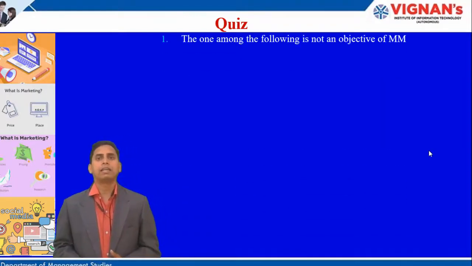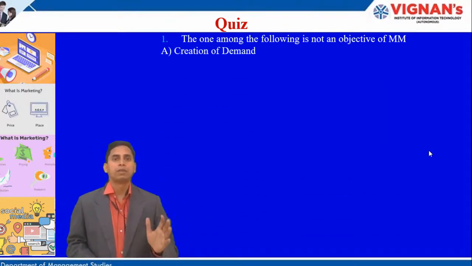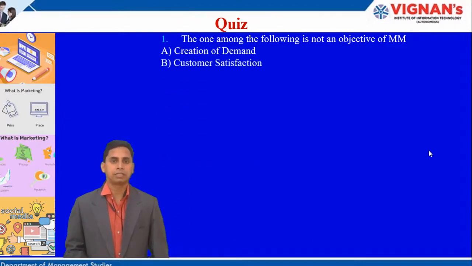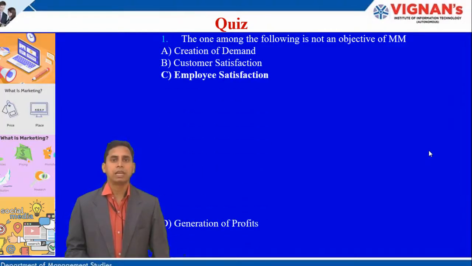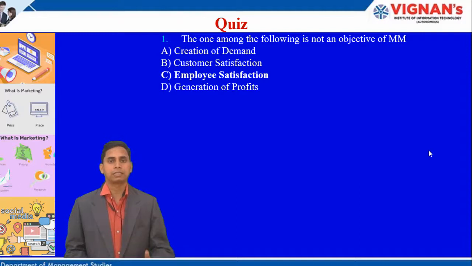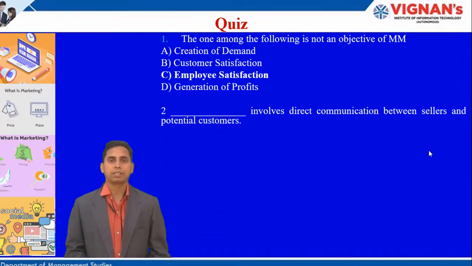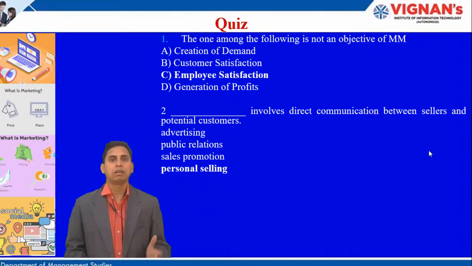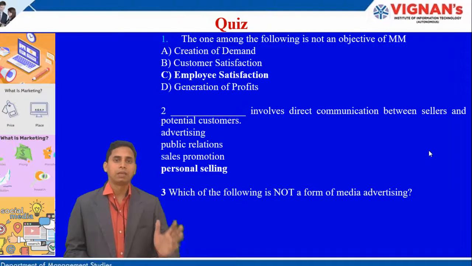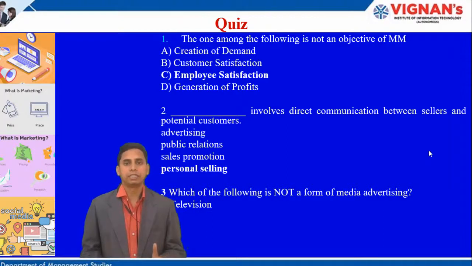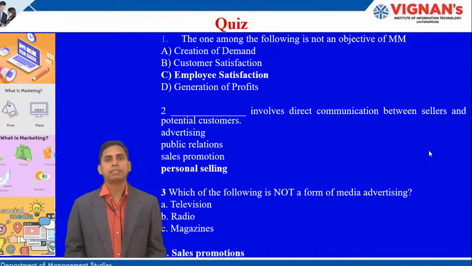Now let's have a small quiz on this particular topic. Which one among the following is not an objective of marketing management: creation of demand, customer satisfaction, employee satisfaction, or creating profits? Yes, employee satisfaction. Dash involves direct communication between sellers and potential customers: advertising, public relations, sales promotion, or personal selling? It's personal selling. Which of the following is not a form of media advertising: television, radio, magazines, or sales promotion?